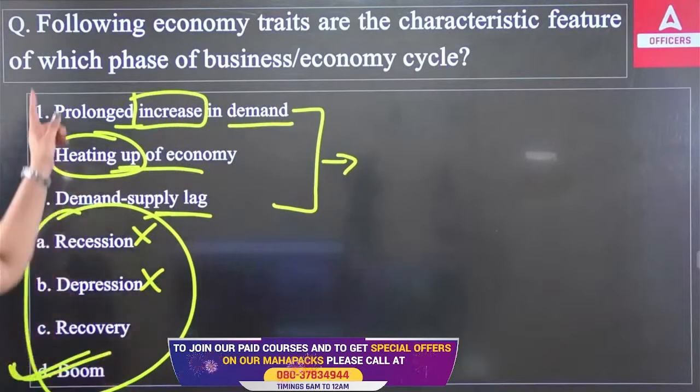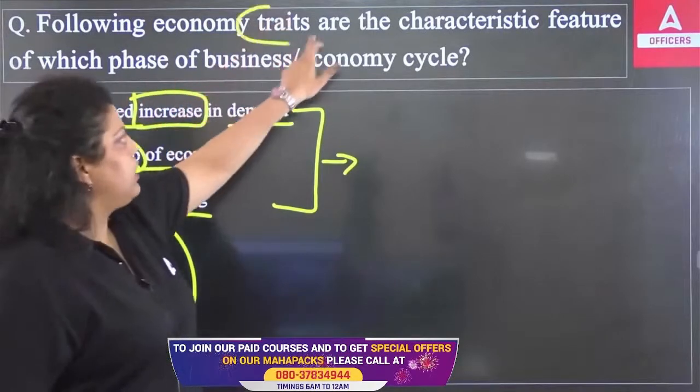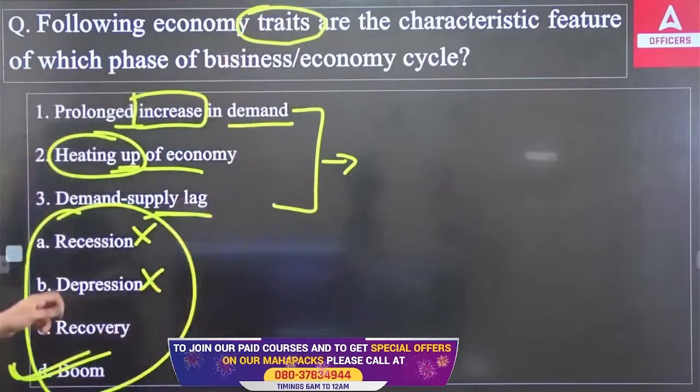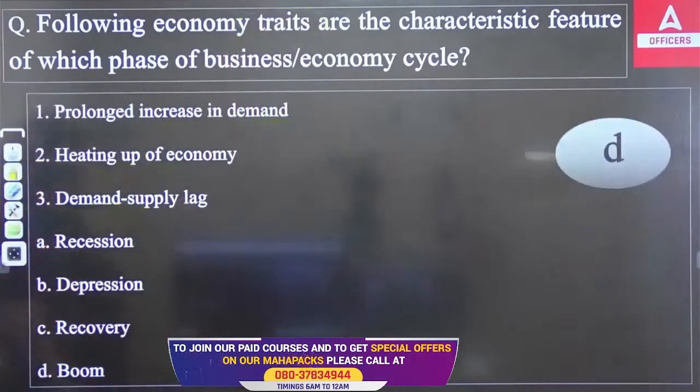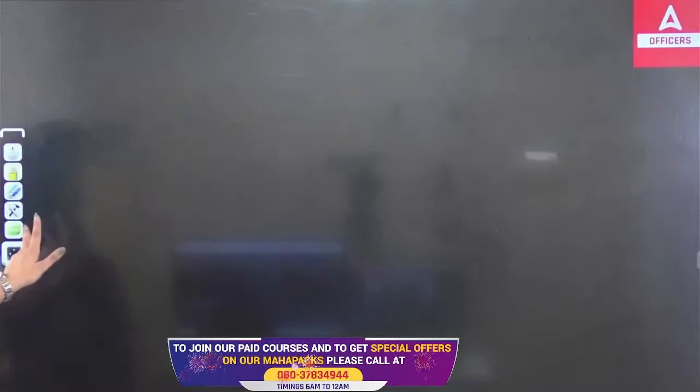So in the boom period, you will find all these traits, or you can call them characteristics of the economy. So the right answer will be D option. Right answer is your D option.